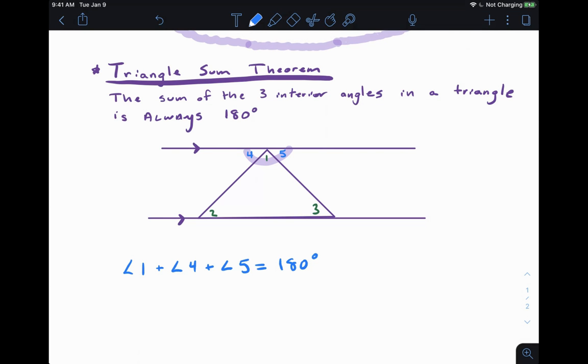Sometimes you could put the M in front to represent the measure. I'm just going to write shorthand here. Okay. Now we can use another idea that we learned. I'm going to erase the highlighting here.